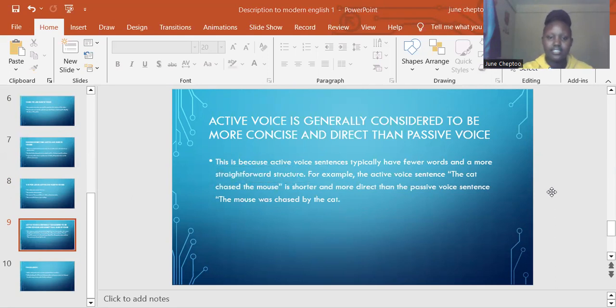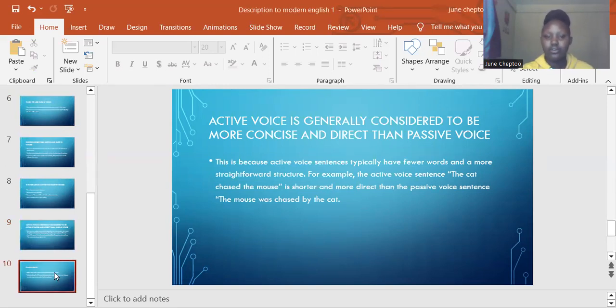we are looking at the active voice. The active voice is generally considered to be more concise and direct than passive voice, and the reasons are as follows. Active voice sentences typically have fewer words and a more straightforward structure. For example, the active voice sentence, the cat chased the mouse, is shorter and more direct than the passive voice sentence, the mouse was chased by the cat.